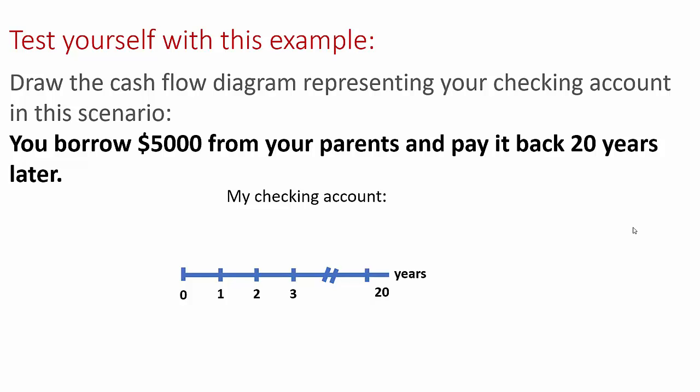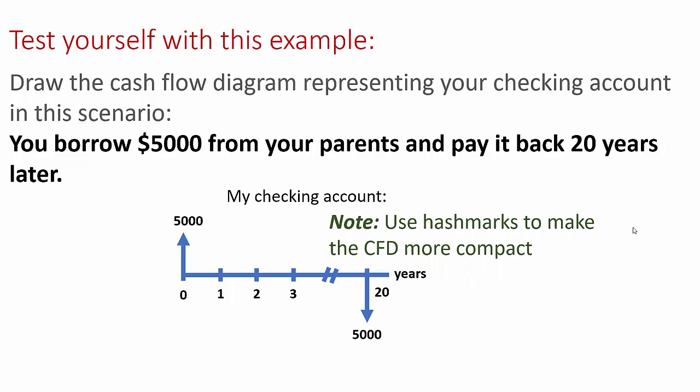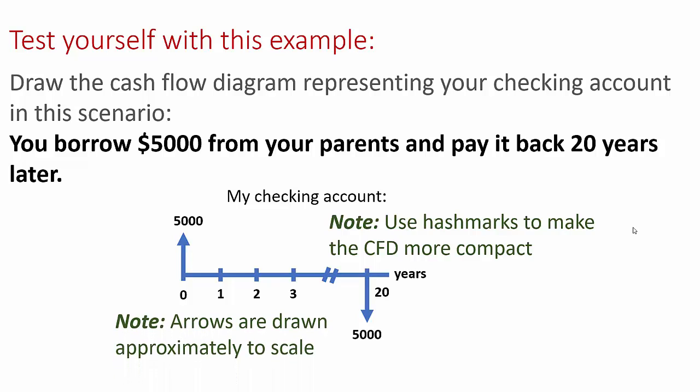So I've put the number line down all the way from 0 to 20 years. $5,000 enters my checking account. $5,000 leaves my checking account. Notice that we can use hash marks to make the cash flow diagram more compact. You can do this on the number line. And notice that arrows are drawn approximately to scale.